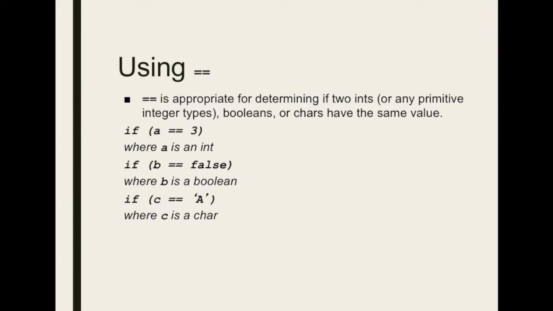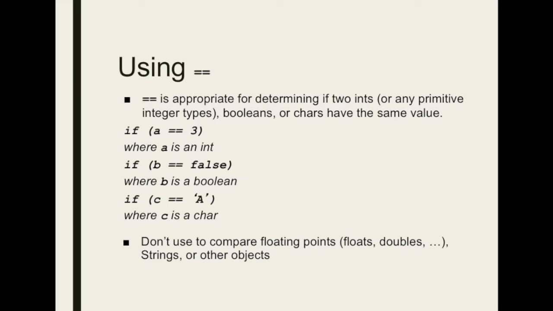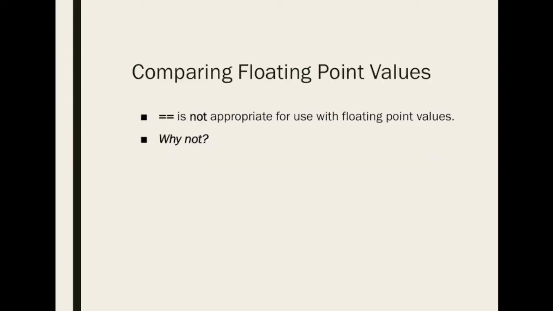So we've seen that equals equals is appropriate for determining if two ints or any of the other primitive integer types like longs or bytes are the same. Also for booleans or chars to see if they have the same value. And we've looked at a couple different examples of things like that. We've said that you cannot use equals equals when comparing floating points, so floats or doubles, or any object which includes a string. So why can't we use equals equals to compare floating point values?